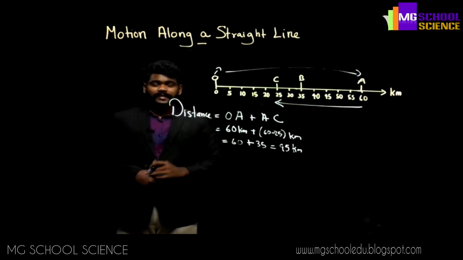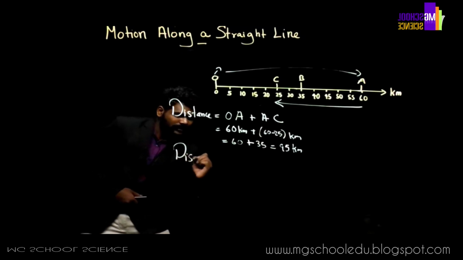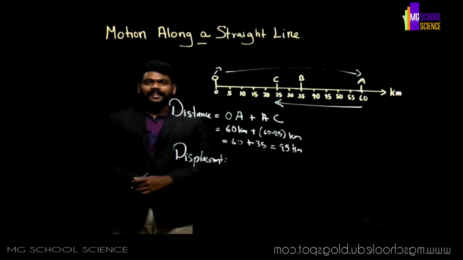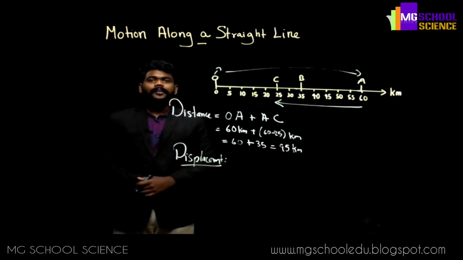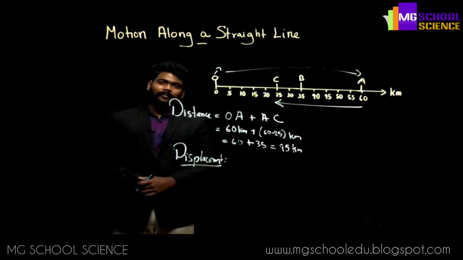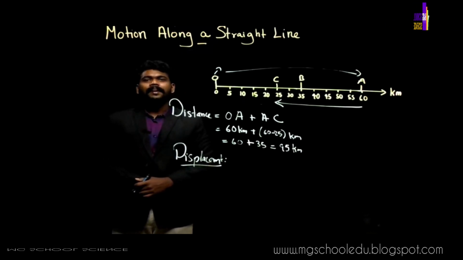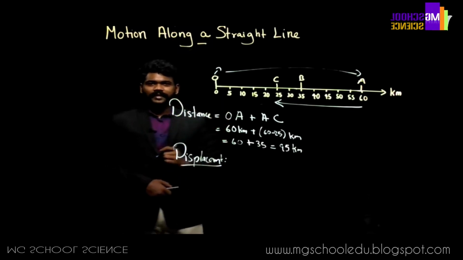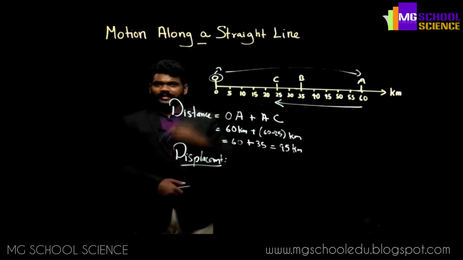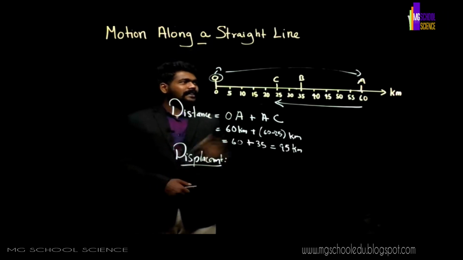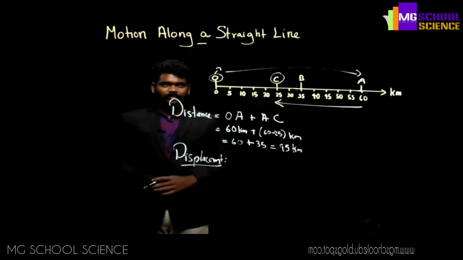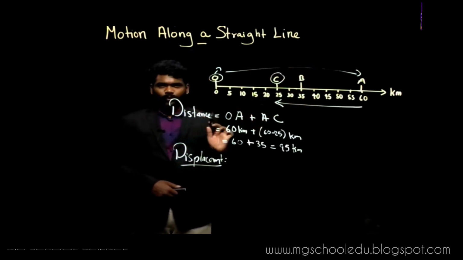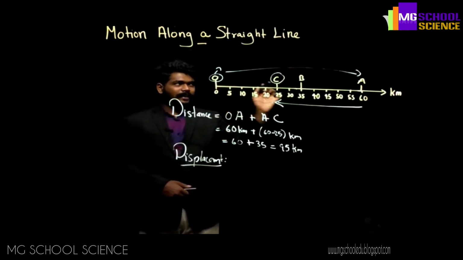Now, let us see the difference in the displacement of the object. We know that displacement is nothing but the shortest distance traveled from the initial position to final position. Let us examine what is the initial position here. We know that O is the initial position here. And what is the final position here? C is the final position because the object moves from O to A and back to C. Therefore, the initial position is O and the final position is C.